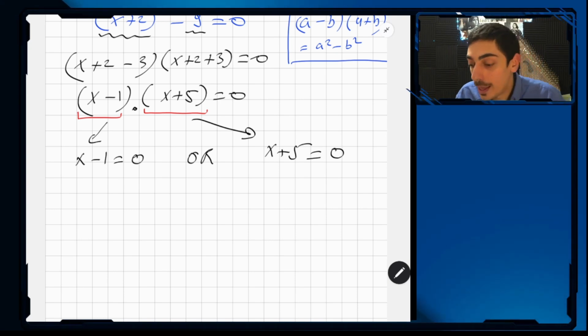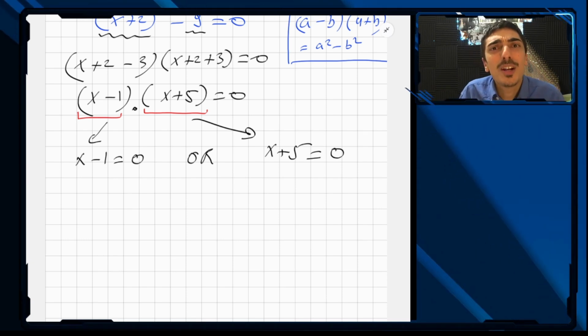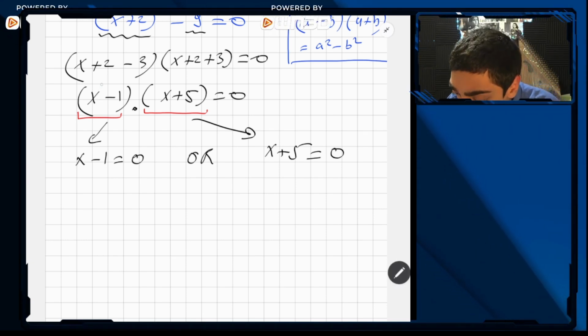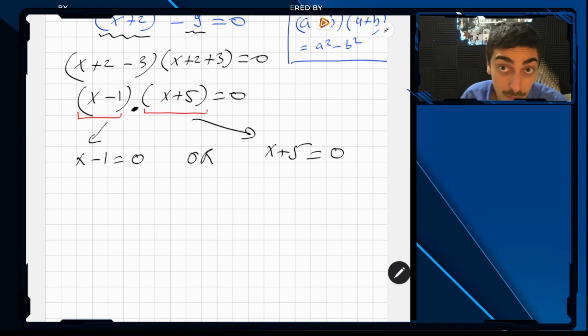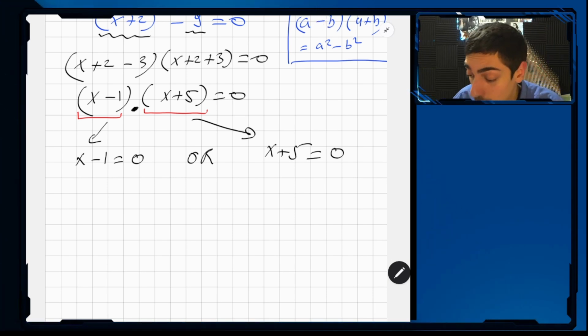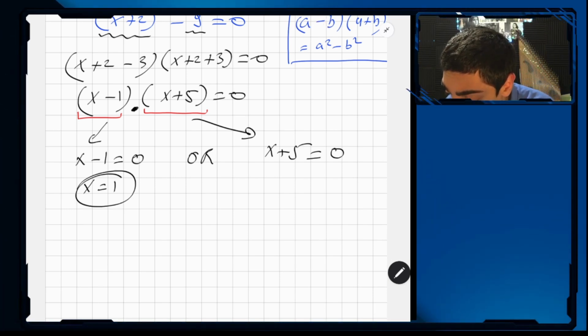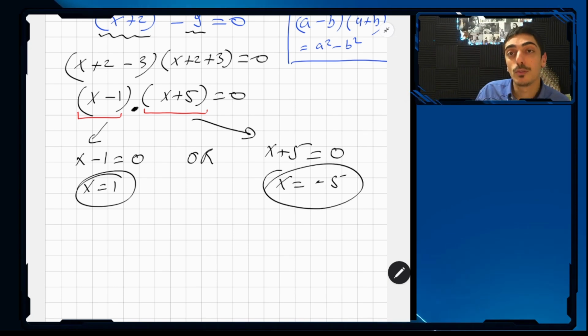Why do I know that? Well, assume that none of them is 0. Well, 2 times 3 is 6. 5 times minus 2 is minus 10. It doesn't work. It doesn't give 0. One of those, either the first one has to be 0 or the second one has to be 0 for the result of a multiplication to be 0. And so either this one is 1 or this one is negative 5. Those are my two solutions.